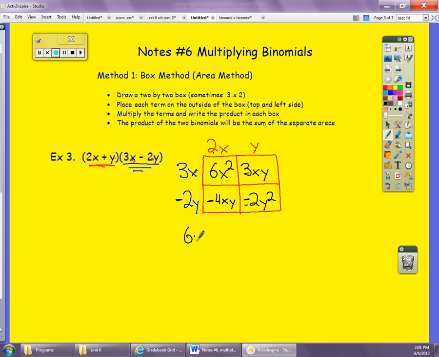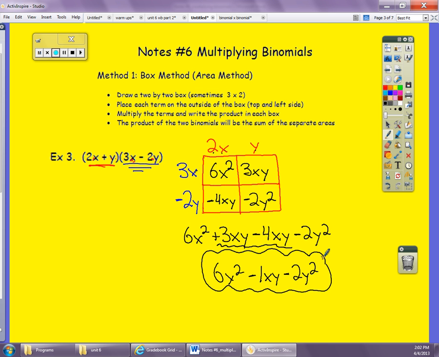So I have 6x squared plus 3xy minus 4xy and then minus 2y squared. We write all of our terms out. And then once again, we want to combine our like terms. So these are the like terms, the xy's. They both have xy's. So I have 6x squared, and then 3xy minus 4xy gives me negative 1xy, and then minus 2y squared.